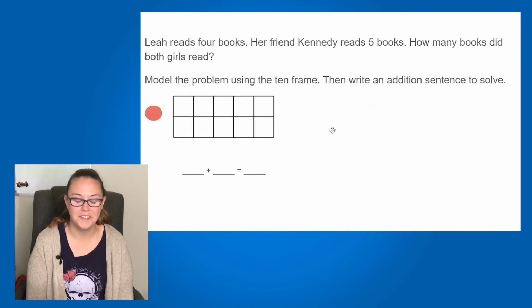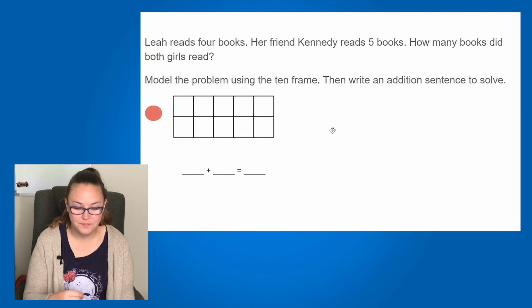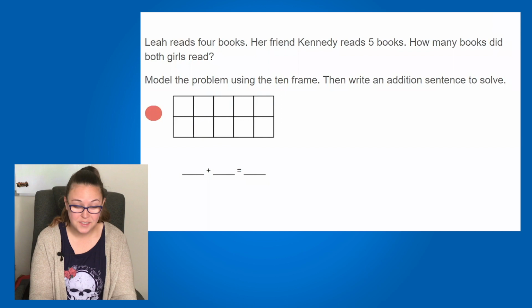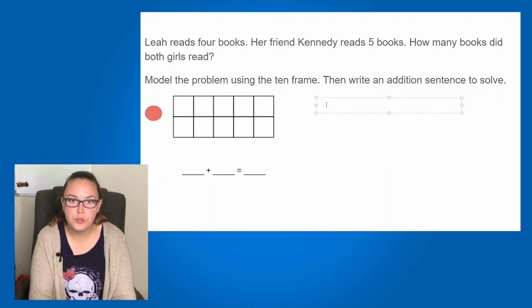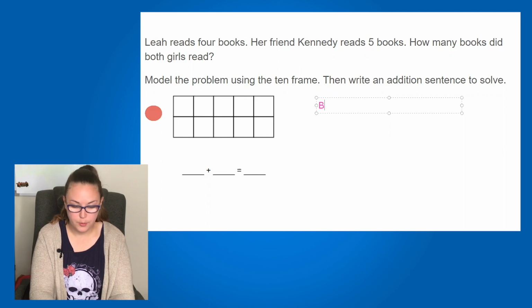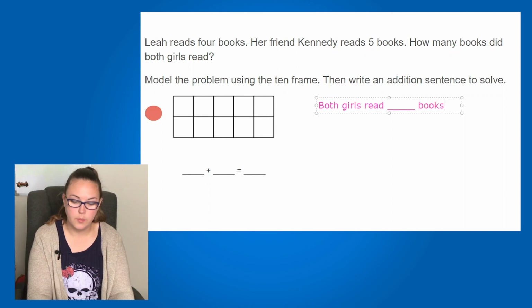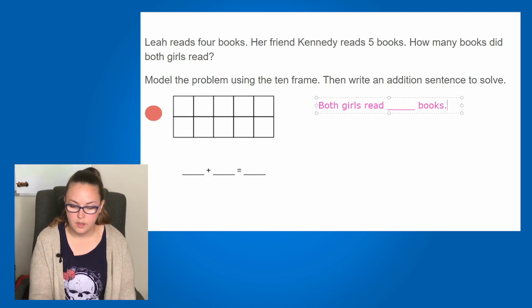All right, it's your turn. Tell me what to do first. That's right. First, I should write a sentence that answers the question to my word problem. So the question is, how many books did both girls read? So think about it for a second. What would you write as a sentence to answer that question? I would write, both girls read blank books. And always remember that that blank just means we haven't solved for the total yet.